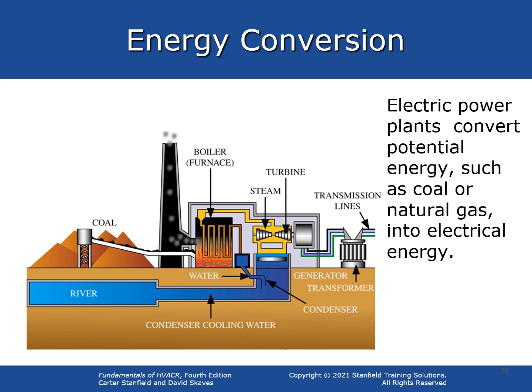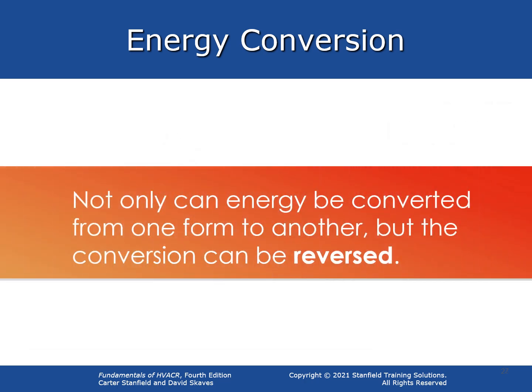Some energy is lost with each conversion. But energy is not really lost. Some of it is just not directed towards the desired outcome. The lost energy is actually just channeled into a form of energy that was not intended. Most often, this is heat. Energy conversions can be reversed. Heat can be used to generate electricity, and electricity can be used to generate heat.